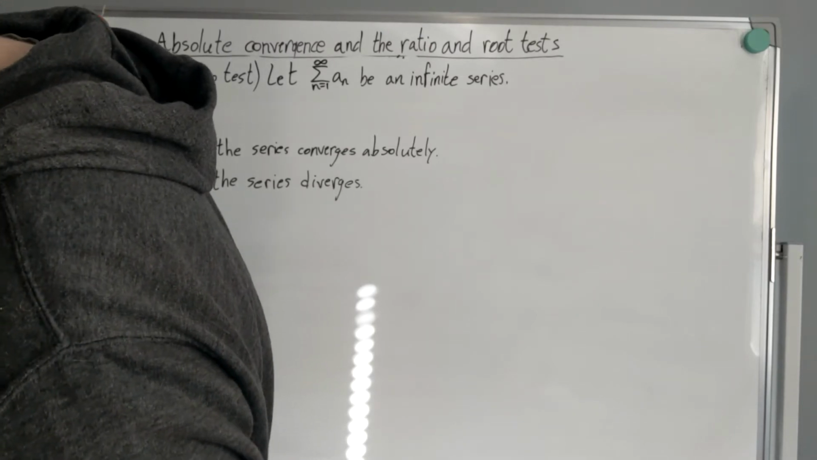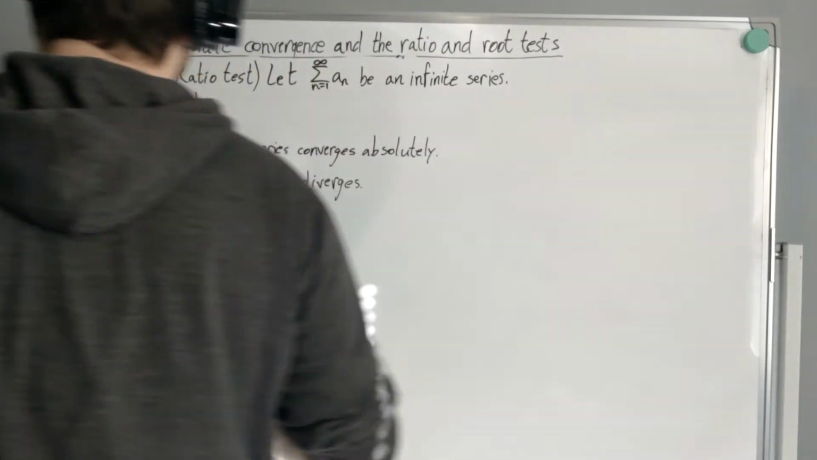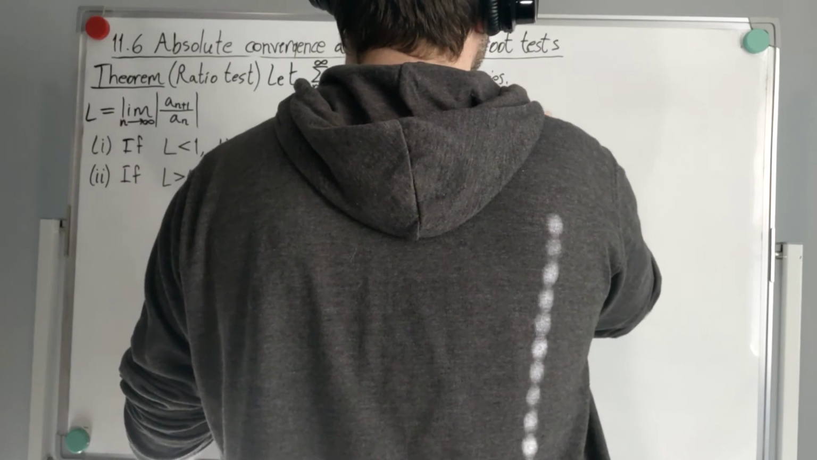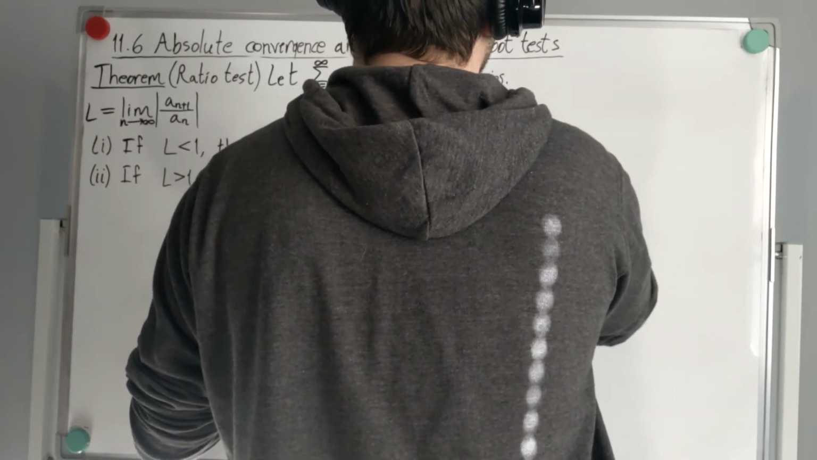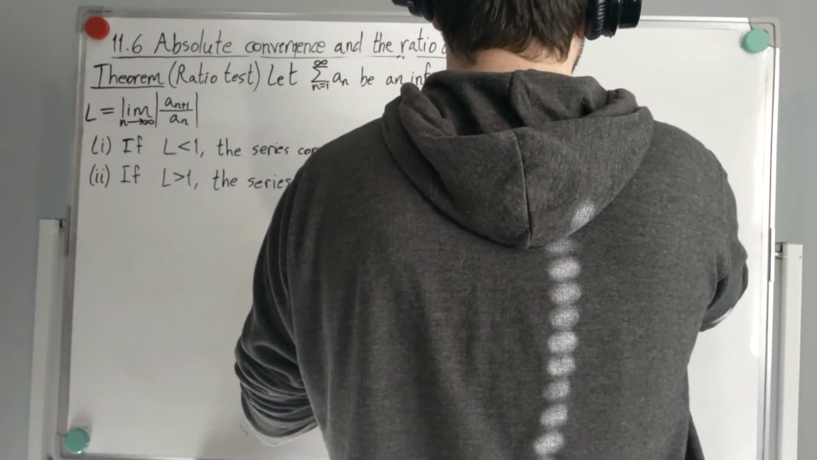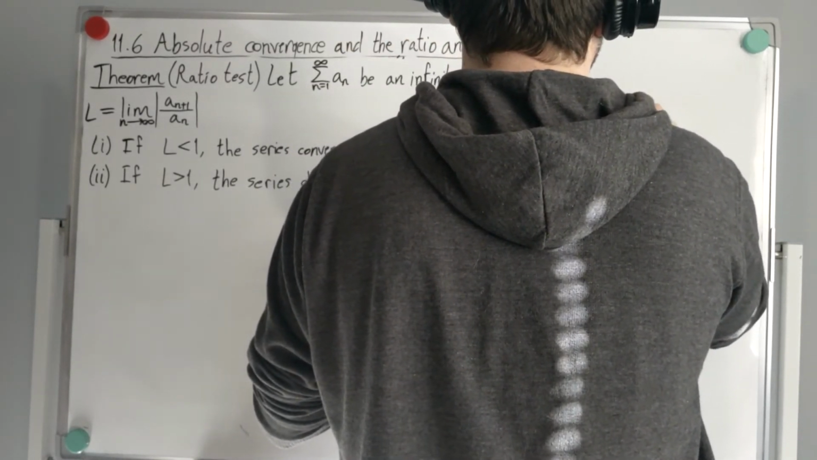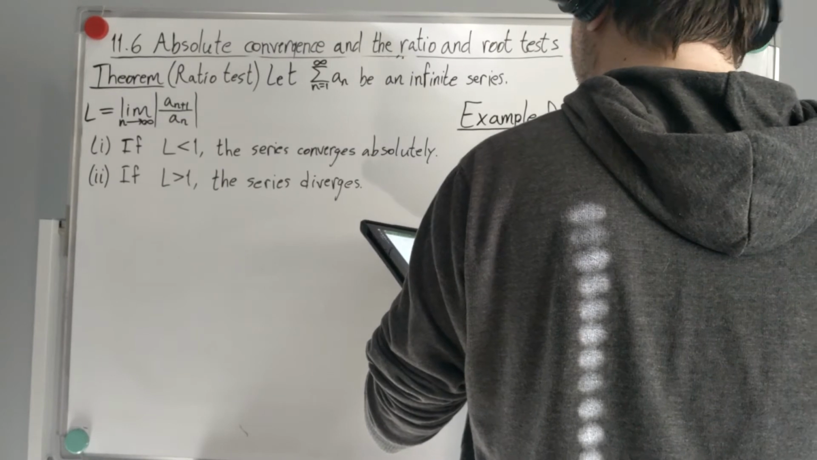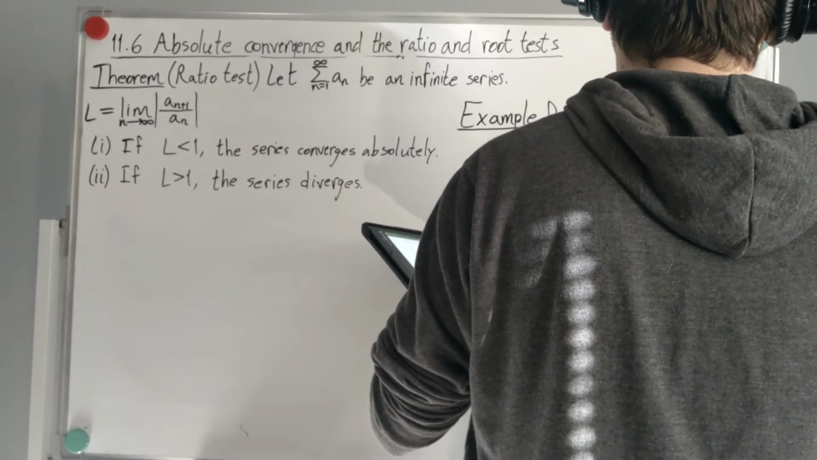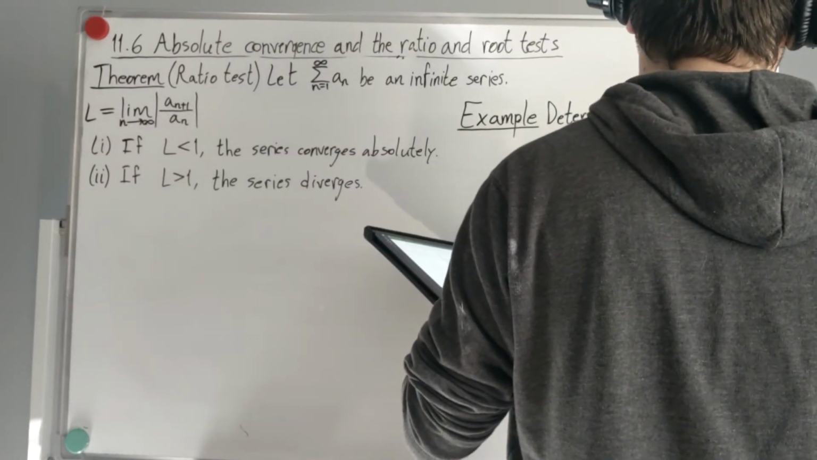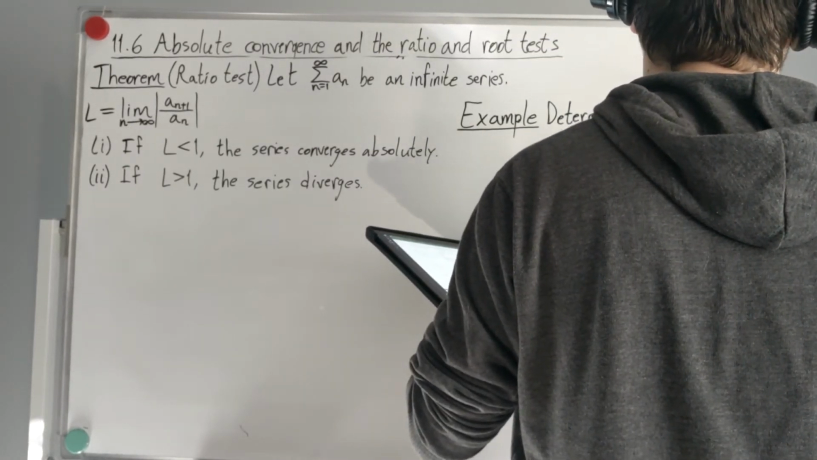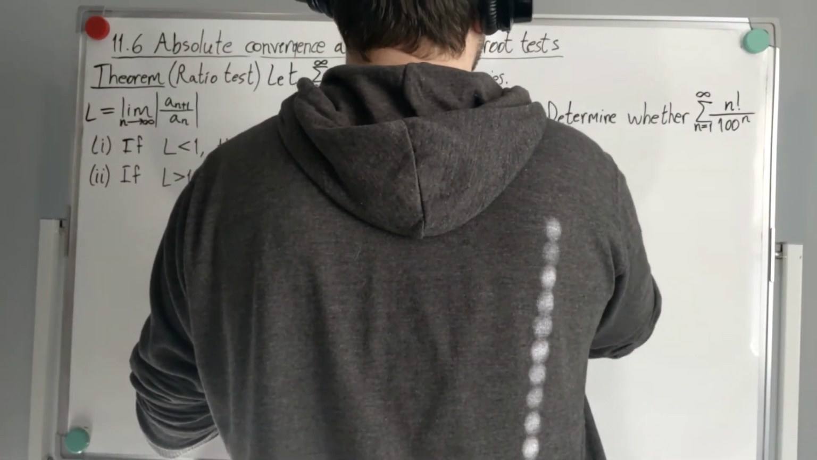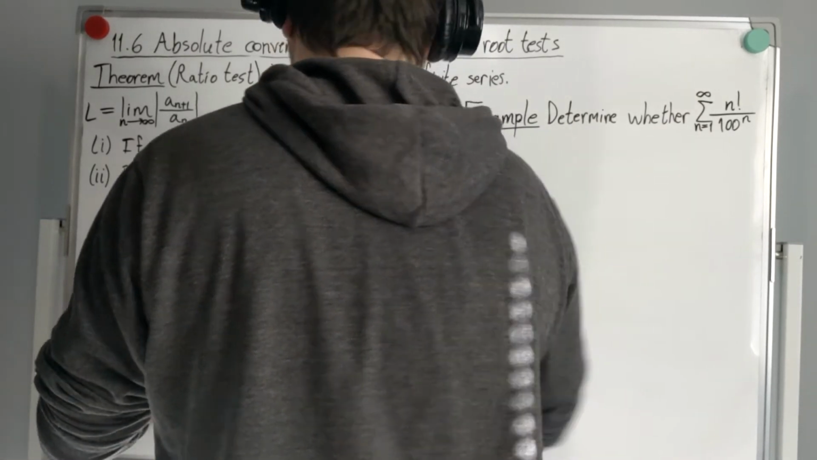Anyway, let's look at an example. So, this example says we want to determine whether the series sum from n equals 1 to infinity of n factorial divided by 100 raised to the nth power is conditionally convergent, or I guess I should say absolutely convergent.